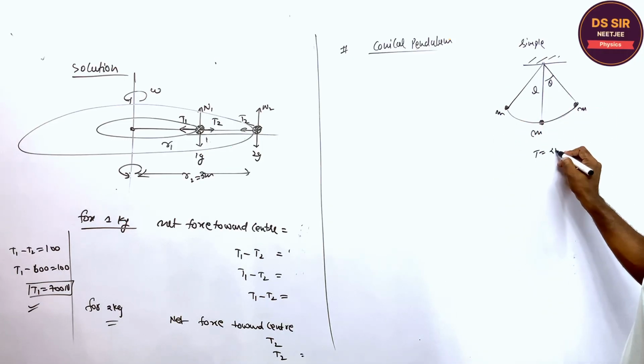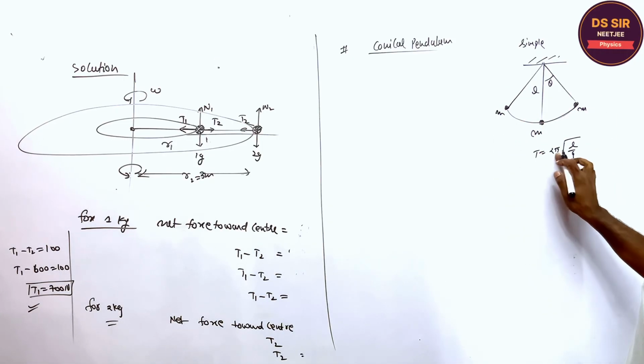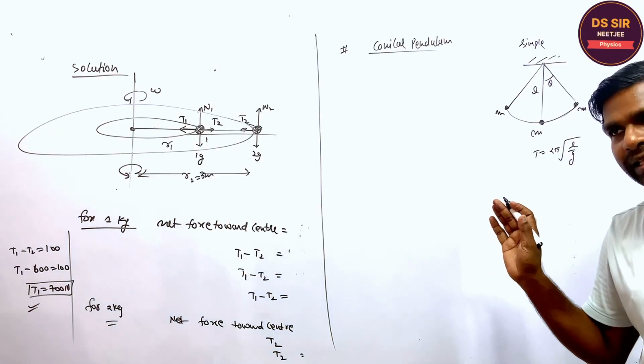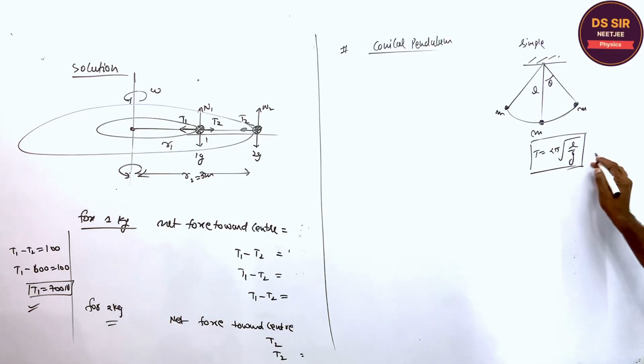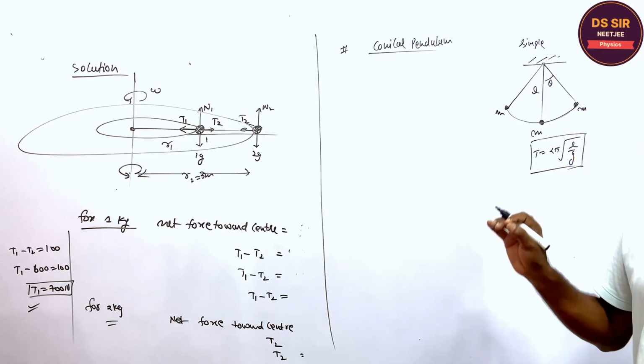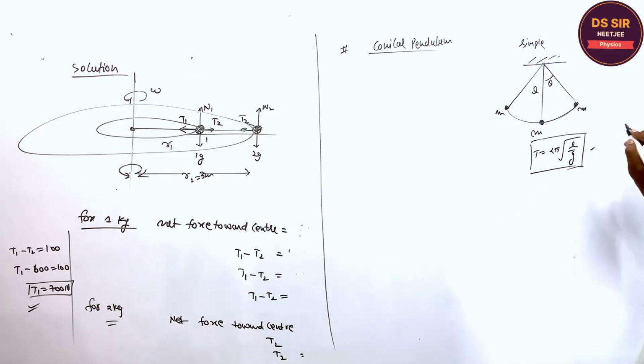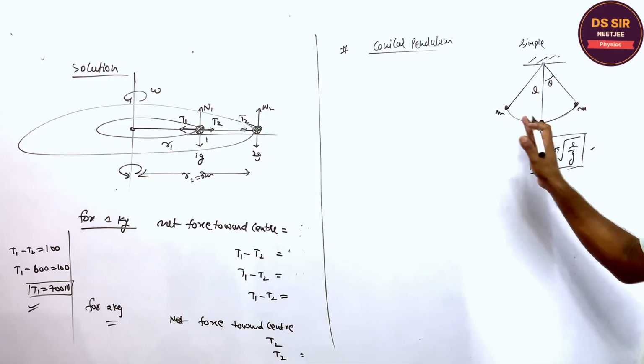What is the time period? 2 pi root L upon g. Although we will discuss it in SHM, I think you have gone through this once till now. Time period of the simple pendulum is 2 pi root L upon g. You will remember it like this, right?